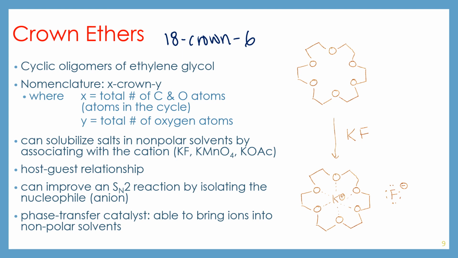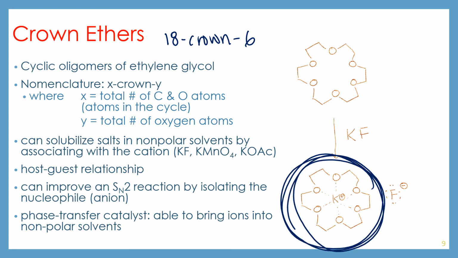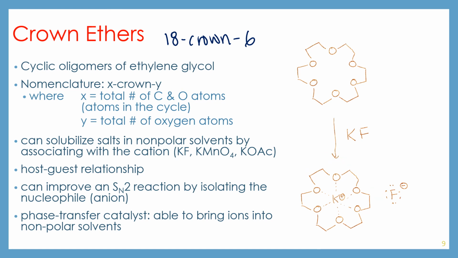So for the same reason, not only can you solubilize the salt, but by sequestering the potassium ion here, that frees up fluoride and essentially increases the available amount of fluoride, which will increase the rate of SN2 reactions. Now, when you use crown ethers to bring an ion into a nonpolar solvent, they are called phase transfer catalysts.